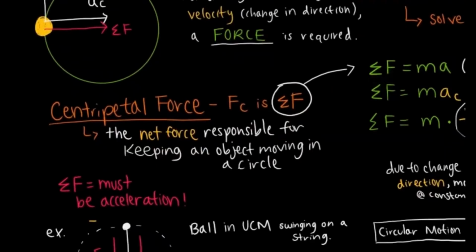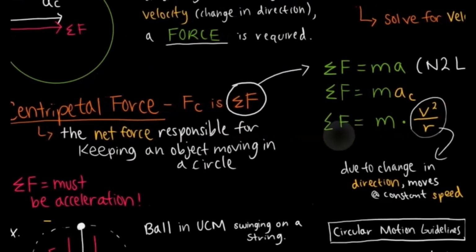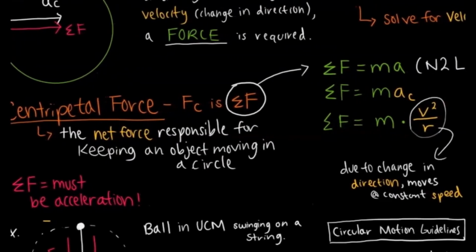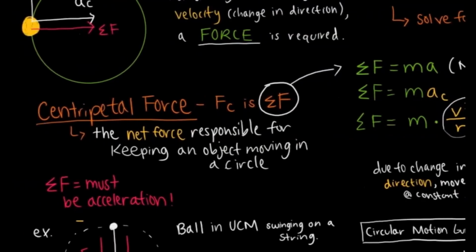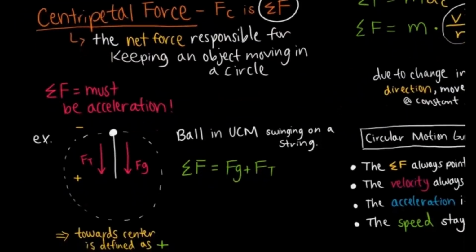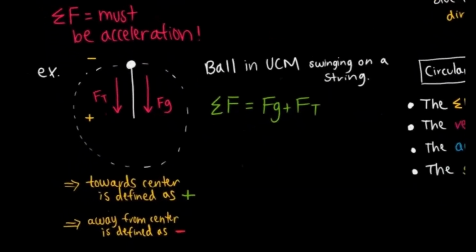So what is a centripetal force? A centripetal force is going to be a net force, right? Because it's derived essentially from Newton's second law. A net force will cause an acceleration. So the centripetal force is the net force that is responsible for keeping an object in a circle. So whenever you have net force, there must be an acceleration, right? So here is an example of that.